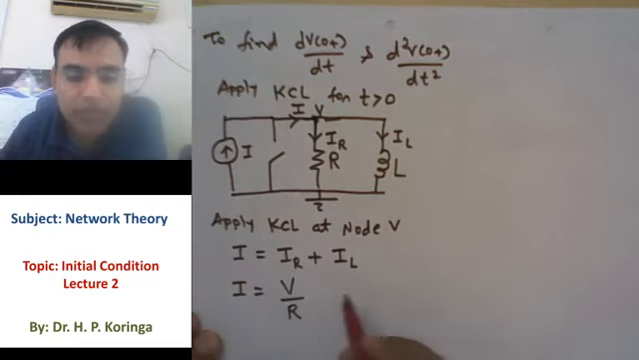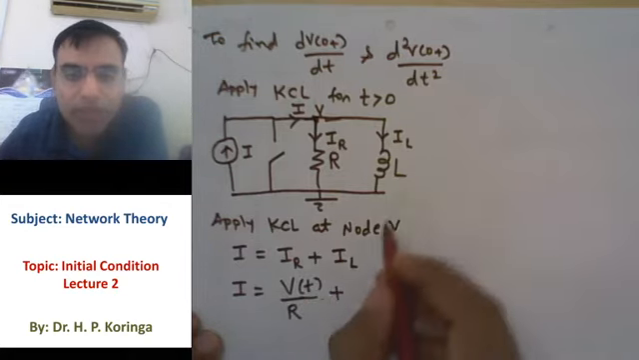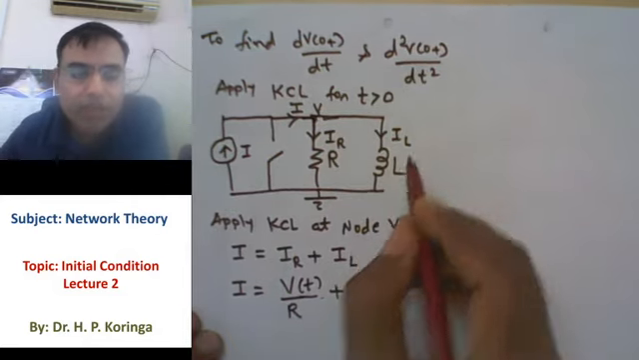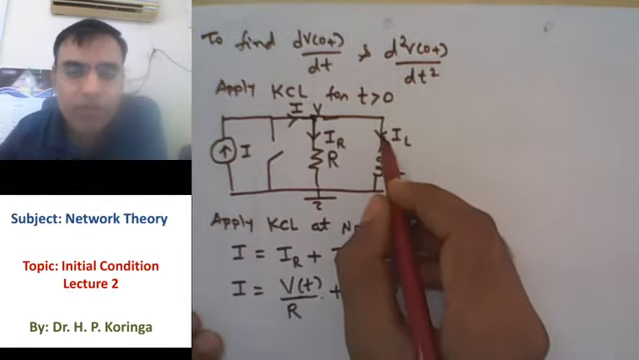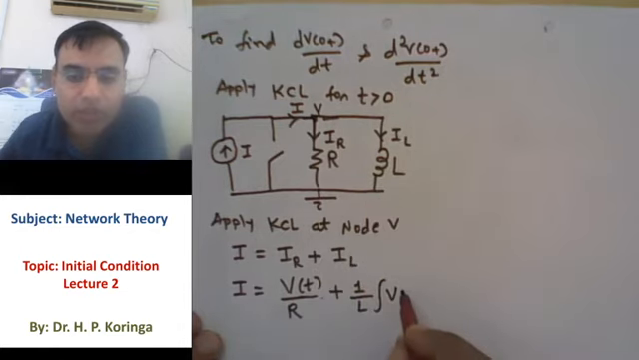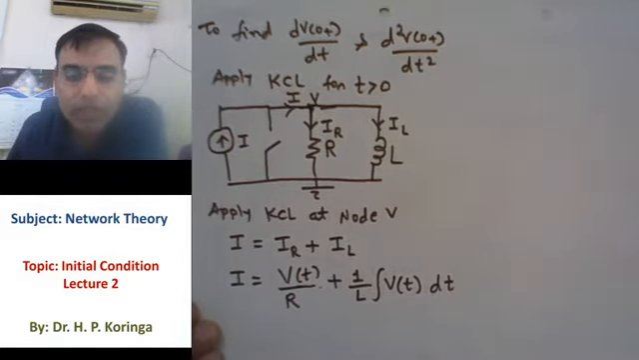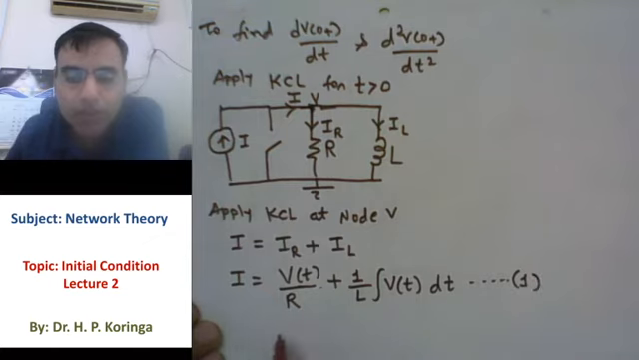So V of t divided by R, let's say, plus current passing through L. So IL can be represented as 1 upon L integration of the voltage difference across the inductor. Here the voltage at one terminal is V and at the other terminal it is 0. So the voltage difference is V of t minus 0, so it is V of t, right? Now our interest is to find the first derivative, dV of t divided by dt.